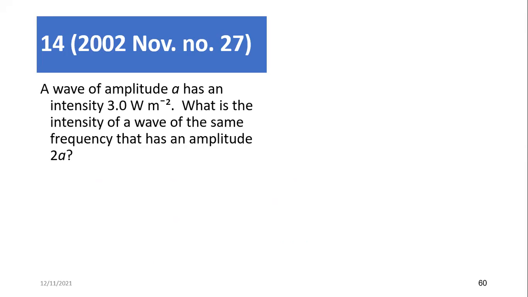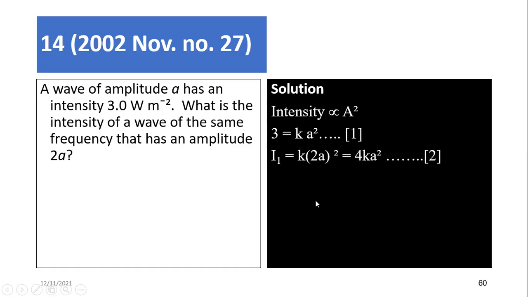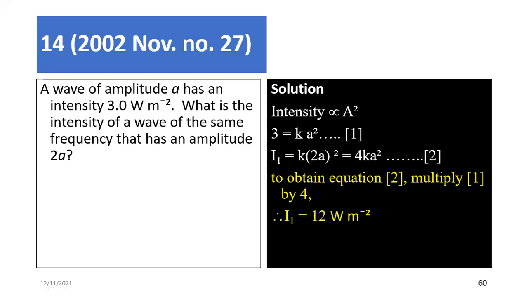Question 14. A wave of amplitude A has an intensity of 3.0. What is the intensity of a wave of the same frequency that has amplitude of 2A? Intensity is proportional to amplitude squared, so intensity is 3, where k is a constant. Amplitude is A squared. For the new intensity, double the amplitude, square that, so it's 4. So 4 times 3. We have done this in class. So it's 12.